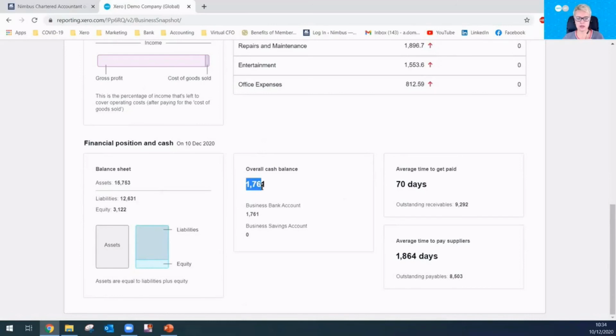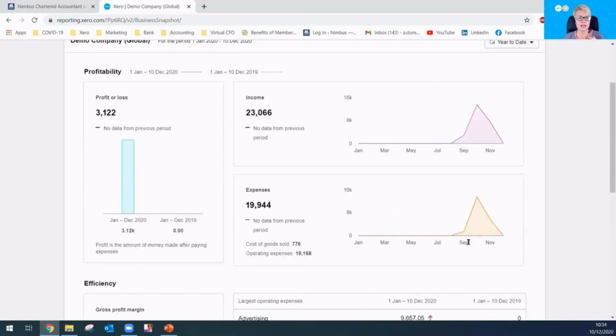It will also show you the cash balance, the average time to get paid, and the average time to pay suppliers. We can see that something is wrong here: nearly 2,000 days to pay the suppliers. That's very long. That means there is a problem in the business because we are not paying our suppliers. And we need to look at the reasons why this is happening. Okay. So that's the business snapshot.